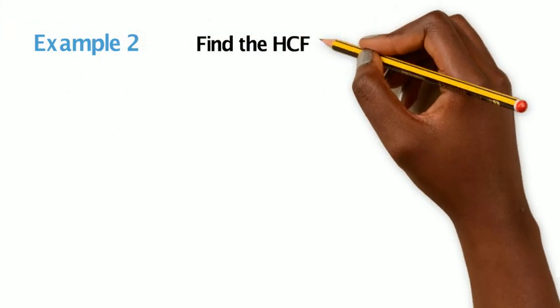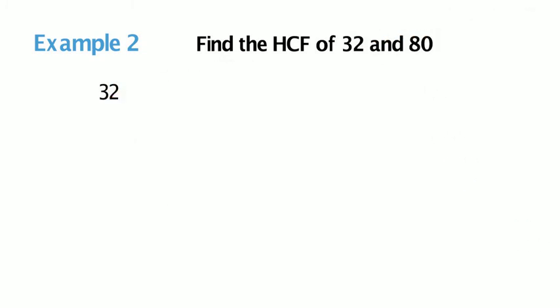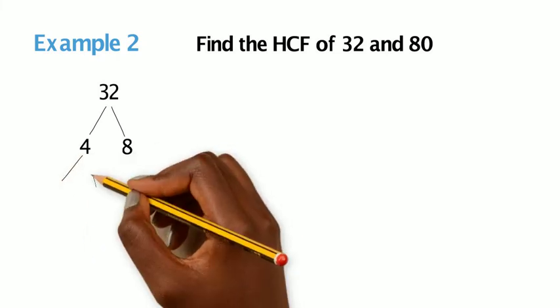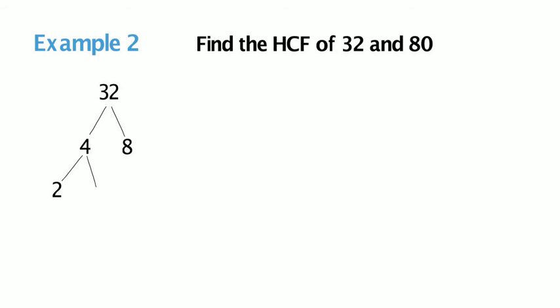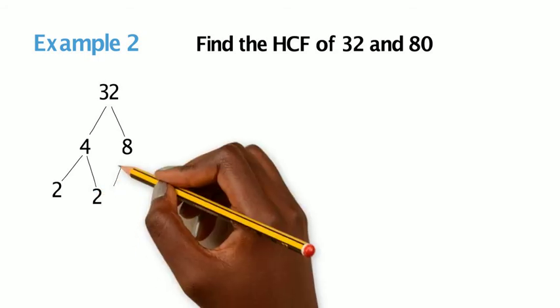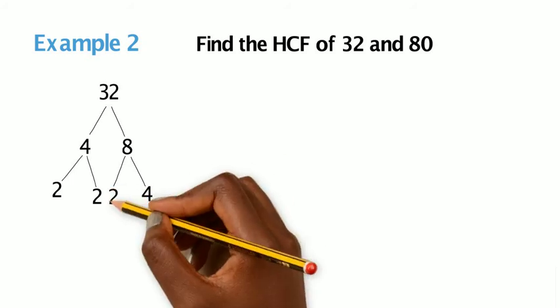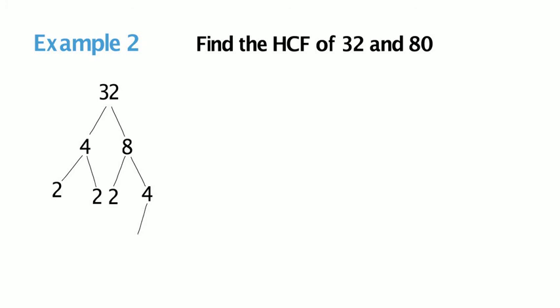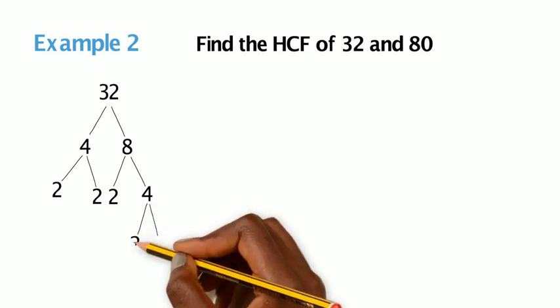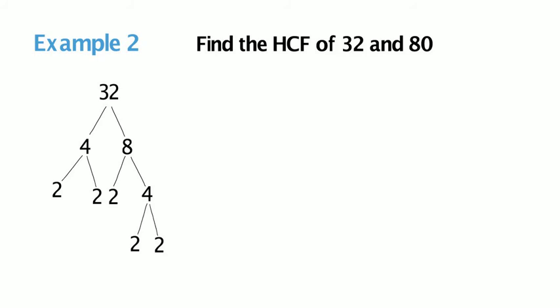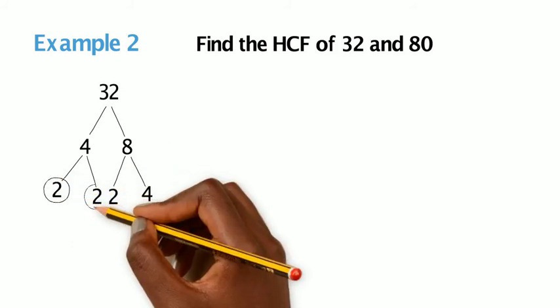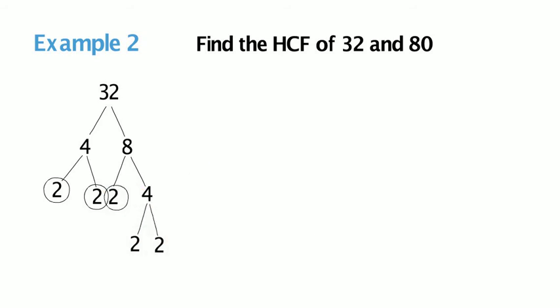And then example 2, find the highest common factor of 32 and 80. So if we further break down 32, you'll be left with 4 and 8. Break down 4 again. You'll be left with an answer of 2 and 2. And if we break down 8, you'll be left with 4 and 2. 4 would need to be broken down one more time into 2 and 2. So you're left with 5 2's as your prime factors.